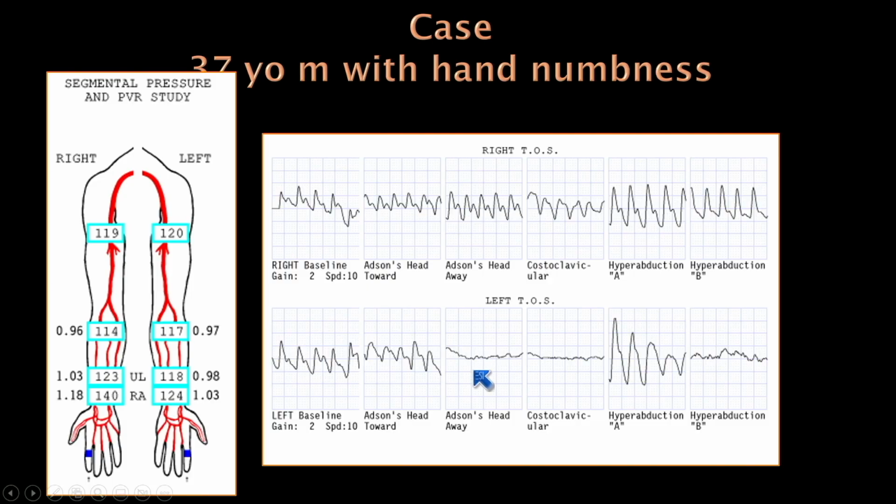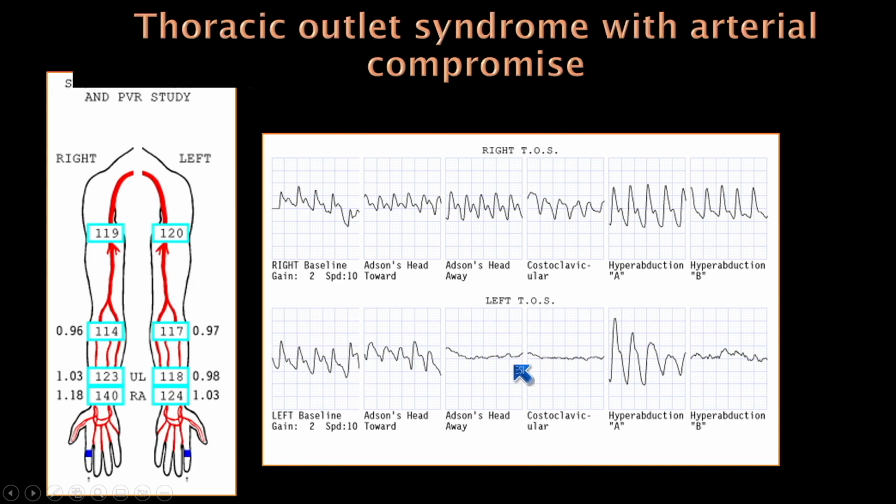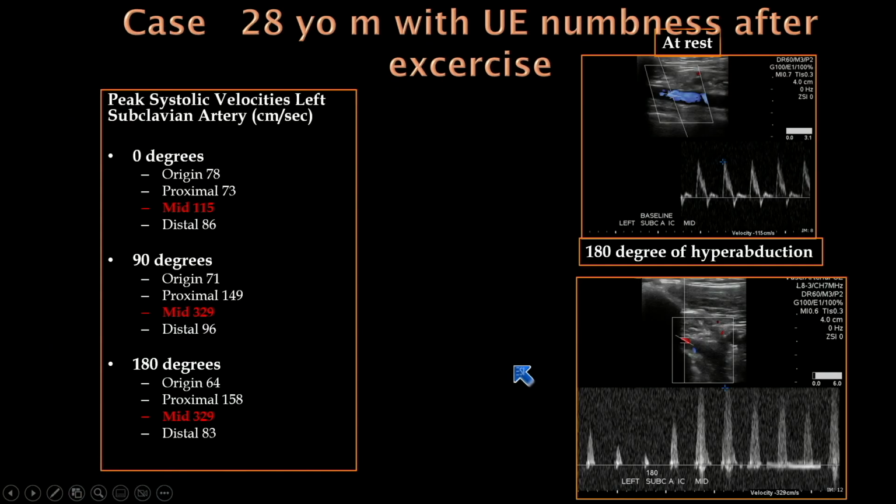So this patient had near complete occlusion, or maybe severe stenosis, of the subclavians with the maneuvers. So there was a thoracic outlet syndrome with arterial compromise.